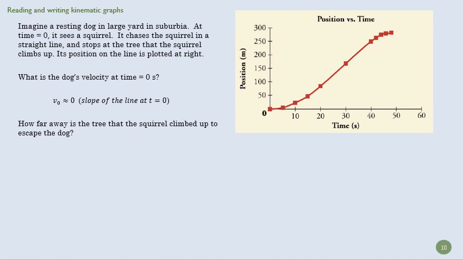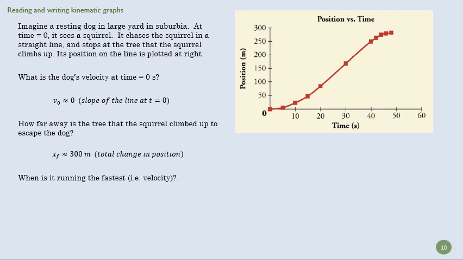How far away is the tree that the squirrel climbed up to? Let's say he chases him until he climbs up that tree. We're just looking at position here, right? So how far away is he? Well, he runs and he runs. He gets to 100 meters. He gets to 150 meters. He gets to 250 meters. And he gets to about 300 meters. That's how far away he ran. That's the total change in position.